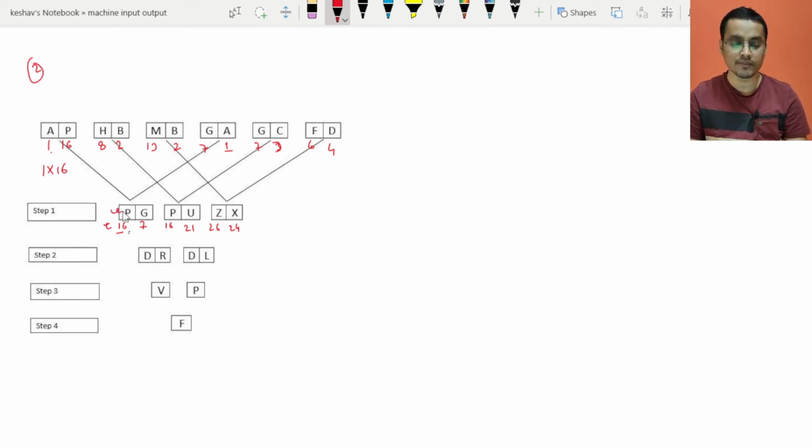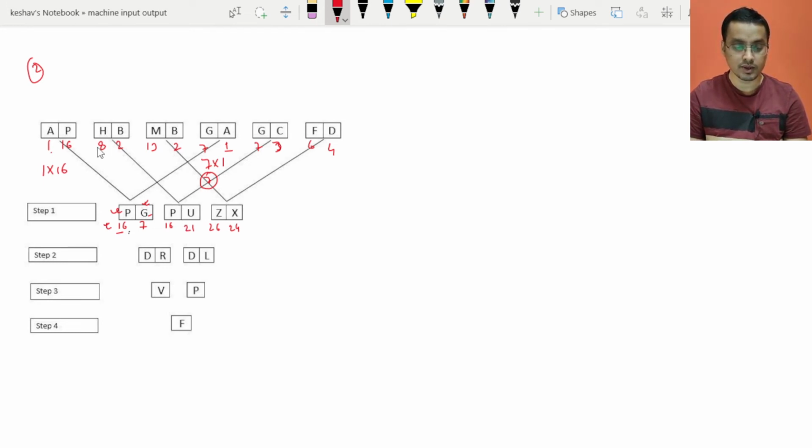That is P. Okay, and if this one is G, we get it by multiplying 7 into 1. 7 into 1 means what? 7. Which alphabet has rank 7? That is G, that is 7. Okay, so let's shift to step 1, box number 2.